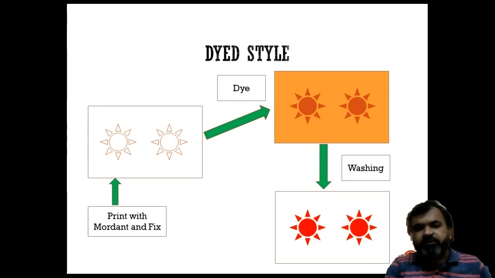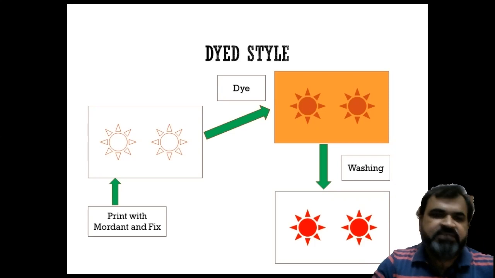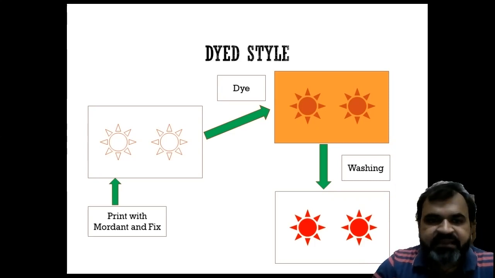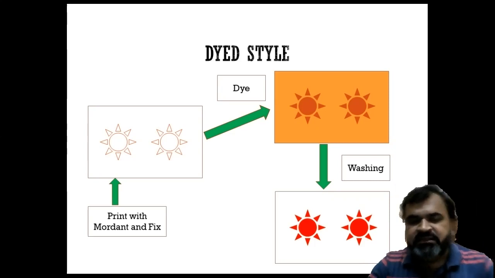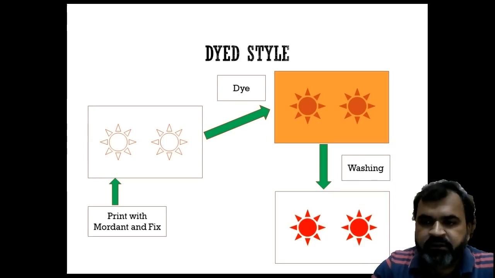And when you go for washing, the stained ground will become white again, and where you had printed your mordant, it will develop in some color. You can see on the slide also. So the white fabric is dyed, it's stained with orange and printed with dark orange, and when it's washed, the printed area is red and the other portion of the ground is pure white.